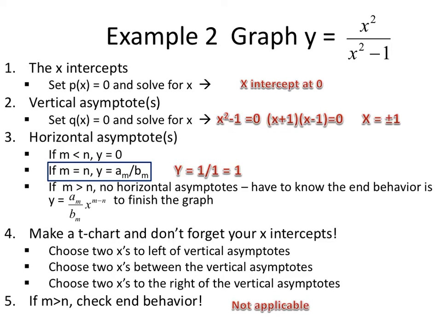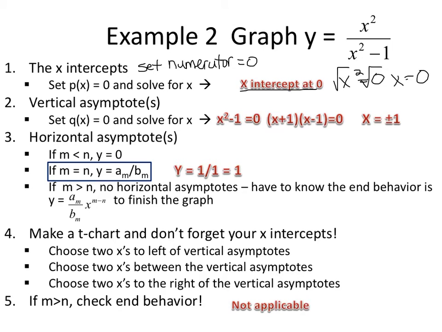So first off, the x-intercept. So if you remember how we found the x-intercepts, we set the numerator equal to 0. So I'm going to take the numerator and set it equal to 0. So that's going to be x squared equals 0. Solve for x, and x is equal to plus or minus 0, which is just 0. So we have an x-intercept at 0, which means that the graph touches the x-axis at 0.